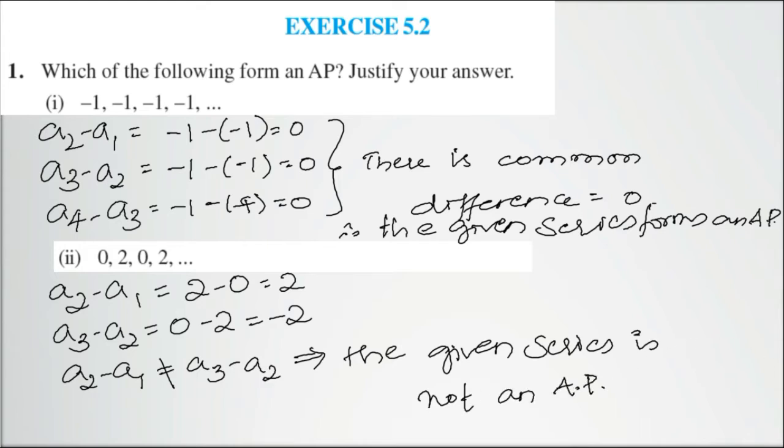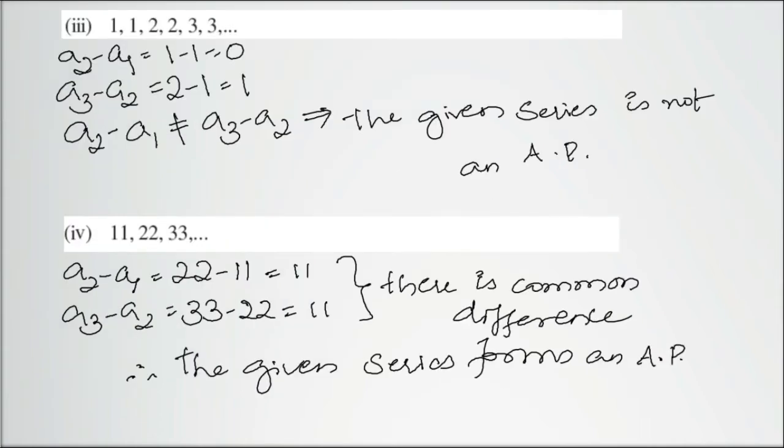Let's look at the next, third one. a2 minus a1 equal to 1 minus 1, which is equal to 0. a3 minus a2 is 2 minus 1, which is 1. Here, there is no common difference. They are not equal. Therefore, it doesn't form an AP.